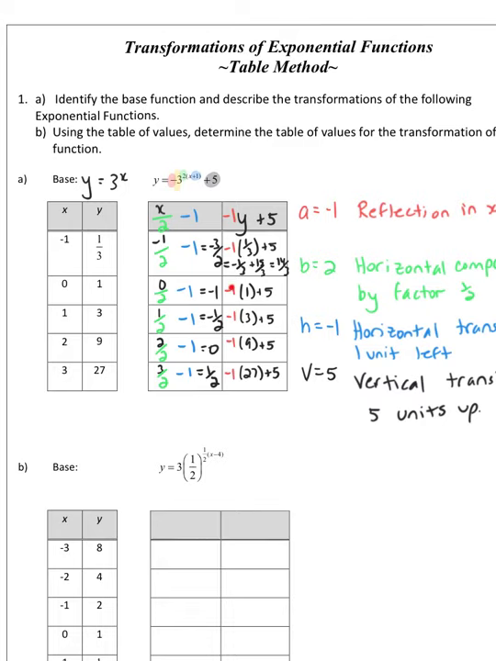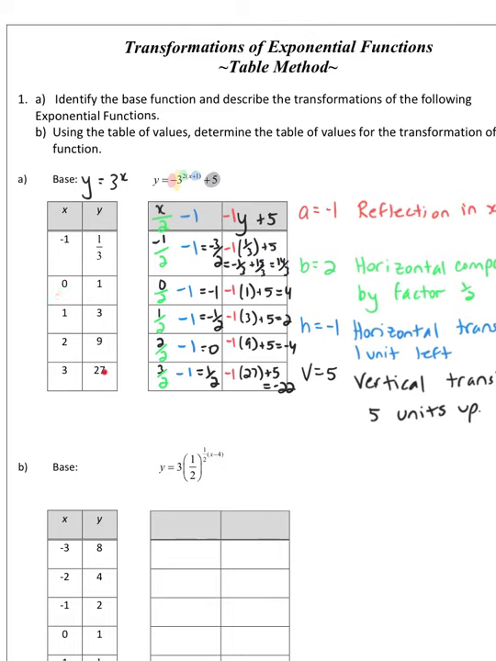The next one, -1 times 1 is -1 plus 5 is +4. The next one, -1 times 3 is -3 plus 5 is +2. The next y value, -1 times 9, to get -9 plus 5 is -4. And then finally, -1 times 27 is -27 plus 5 is -22. So the table is now complete. Each pair represents the x and y coordinate of a point that you could plot and then connect those points to show your transformed graph of this base function.